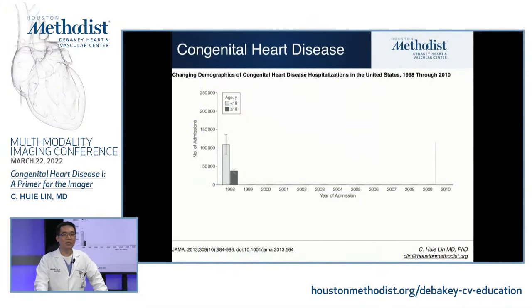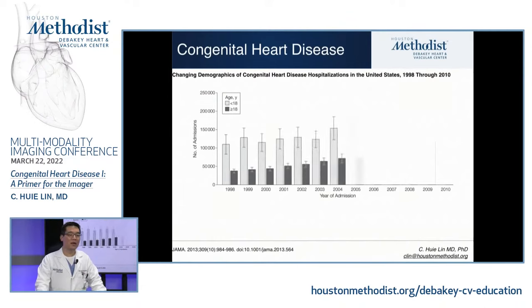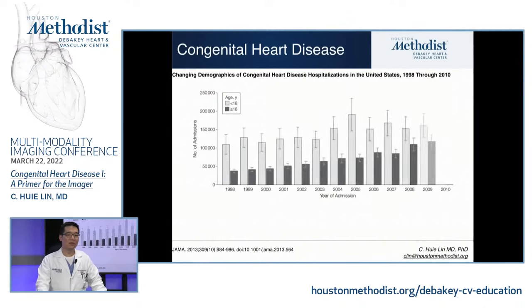In light gray, these are adults with congenital heart disease coming to the hospital for inpatient admissions. And in dark gray, these are kids with congenital heart disease coming into hospital for admissions. And this is what it looks like, I'm sorry, the other way around. Dark gray is adults with congenital heart disease coming into the hospital. And as you can see here, adults with congenital heart disease are rising very rapidly going into this study, which only shows us up to 2010.